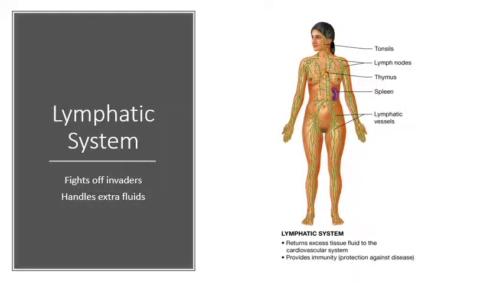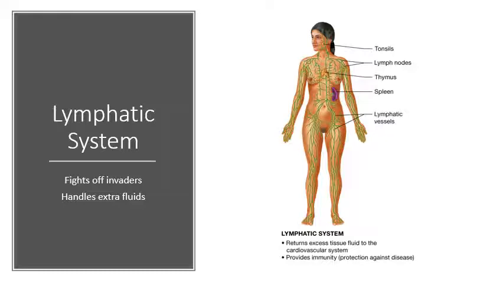Then you have the lymphatic system, which has a couple of different roles. One of its major roles is to pick up fluid that leaked out of your blood and return it to the blood, so that you don't have fluid getting trapped in the different tissues of your body.